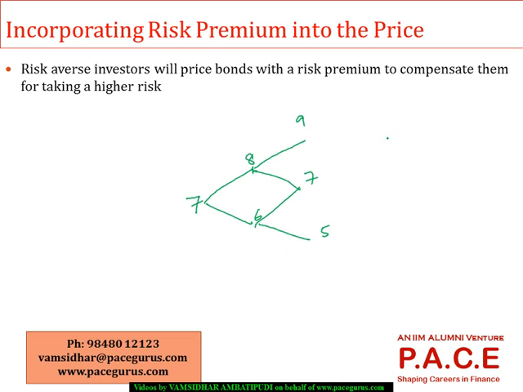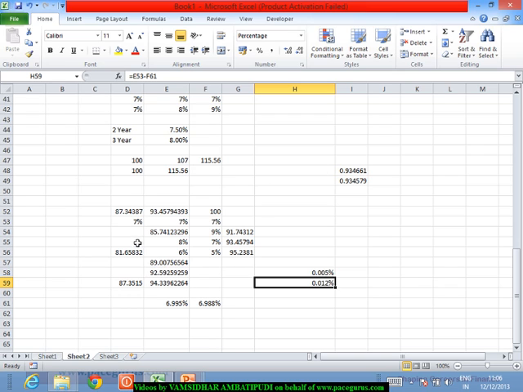if I am going for the same 7% for the next 1 year, the price of the bond has to be 87.34. But if there is volatility, it is showing that the price of the bond is actually 87.35.